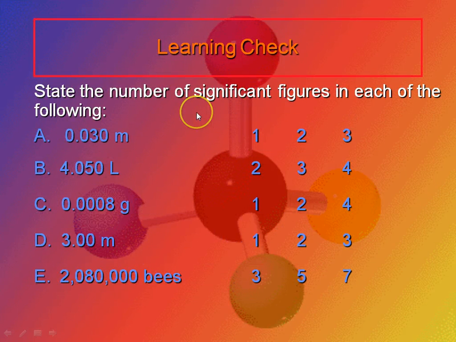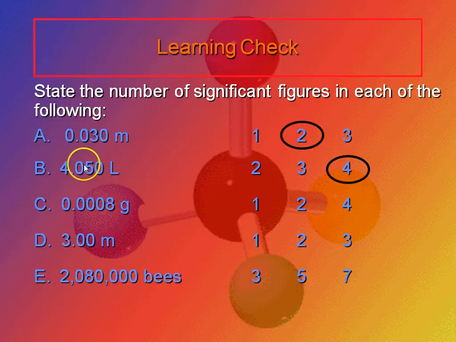State the number of significant figures in each of the following. We have 0.030 meters, so we have a decimal. But these are left side zeros. This is a right side 0 with a decimal, so those two are significant. On B, all 4 are significant. We have a sandwich 0 and we have a right side 0 with a decimal.